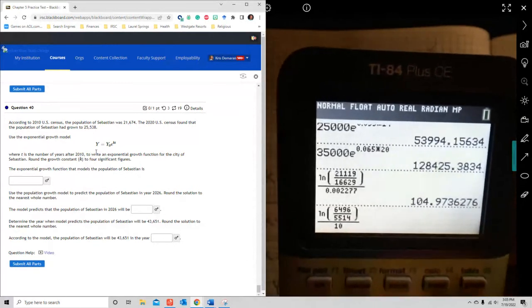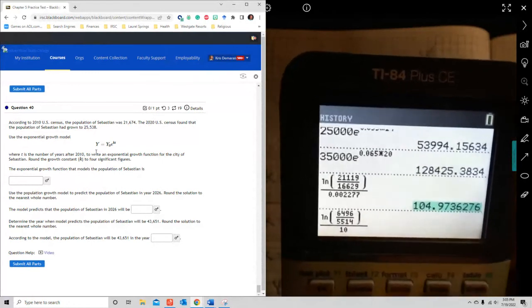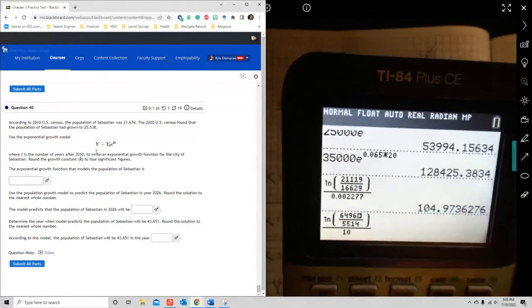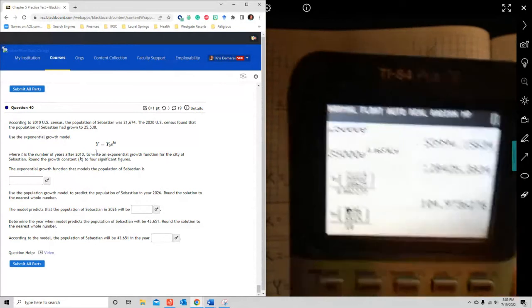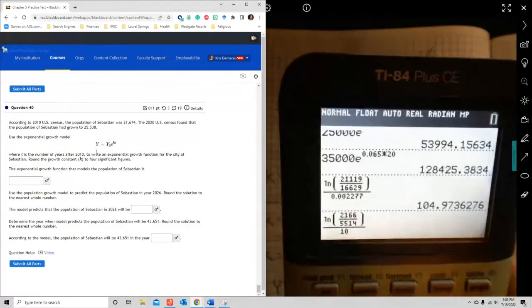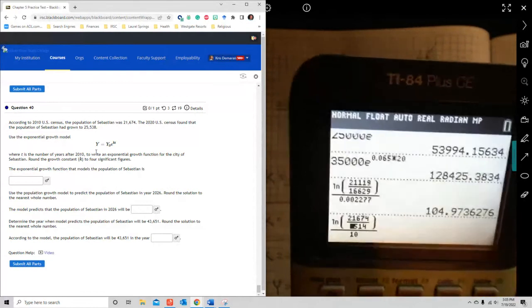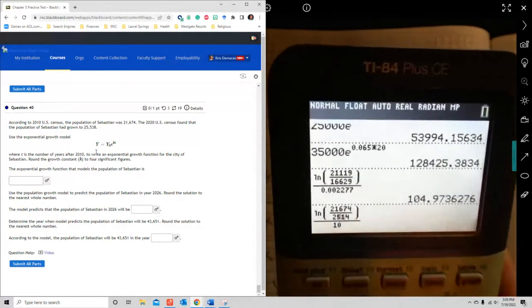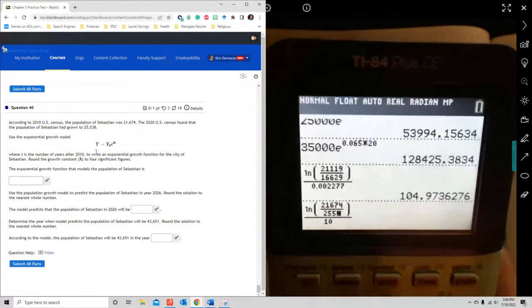So we're looking at the value of Sebastian, which is 21,000 initial. The initial is 21,000, so I'm going to change that to 21,674. Changing the value of the projected to 25,538.